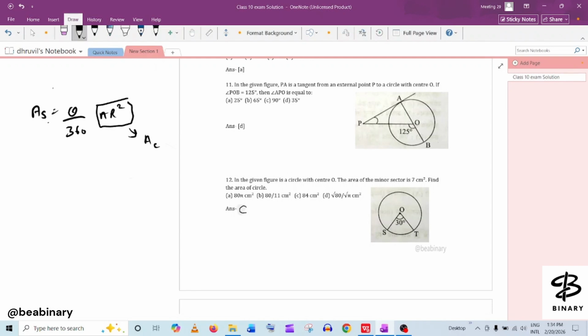हमें एरिया ऑफ सेक्टर दे रखा है 7, एरिया ऑफ सर्कल निकालना है। तो एरिया ऑफ सेक्टर इज 7 इज इक्वल टू थीटा है हमारा 30 डिग्री अपॉन 360 इंटू ए सी। तो 30 अपॉन 360 इज 1 अपॉन 12। 12 को उधर लेके जाएंगे तो इट विल बी 7 इंटू 12 इज इक्वल टू ए सी and 7 into 12 is 84. So the correct option is C.